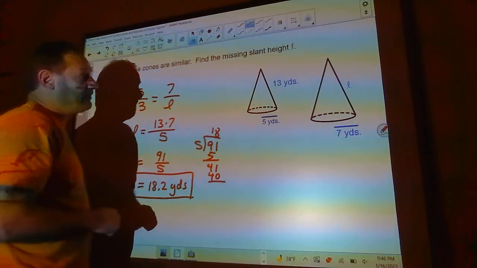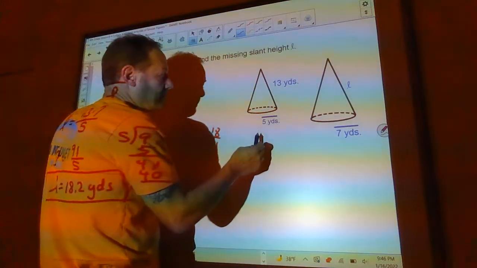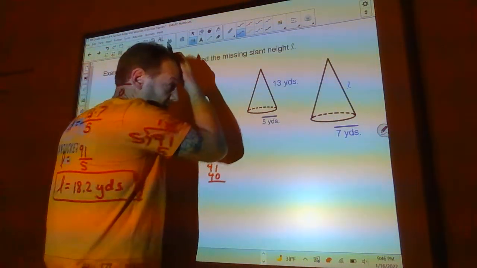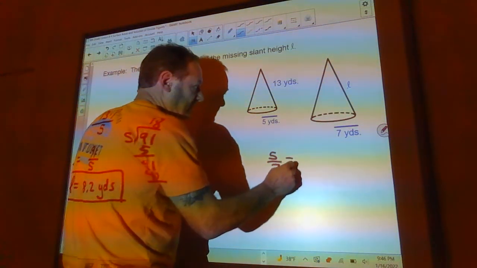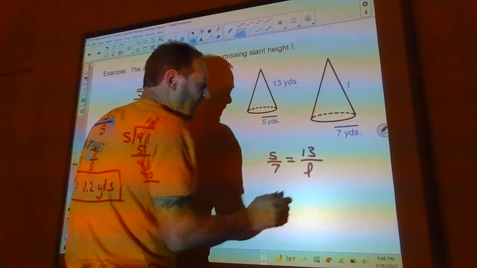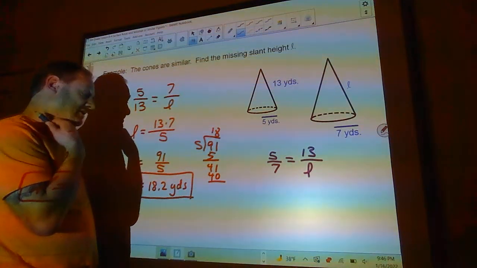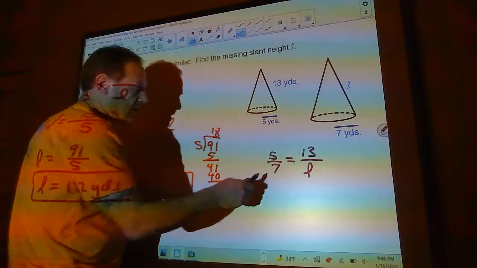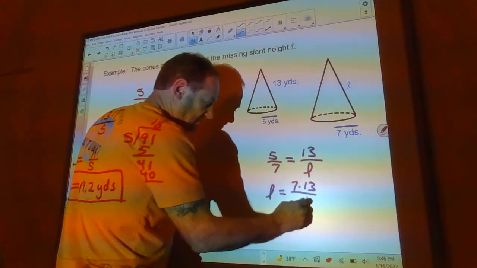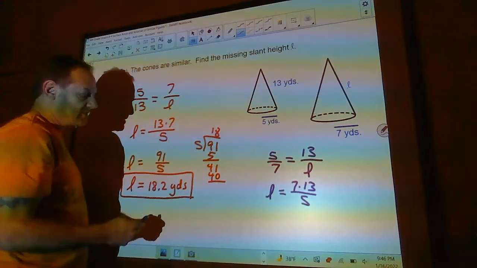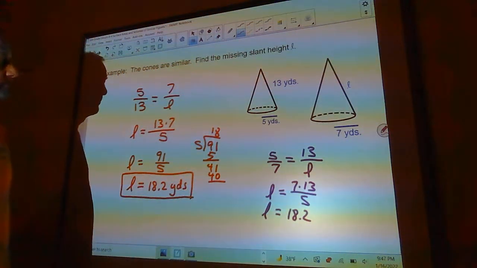Now, I don't have to arrange them that way. I did radius to slant height, but I could have arranged them as radius to radius and slant height to slant height. So that would have been 5 over 7 equals 13 over L. 5 is to 7 as 13 is to L. Why do you get to do it a different way? Because if you look at it, you multiply the two diagonal numbers, that's 7 times 13, and then you divide by 5. This is the same thing as before, so I'm going to get the same answer. L is going to be 18.2 again. So, there you go.